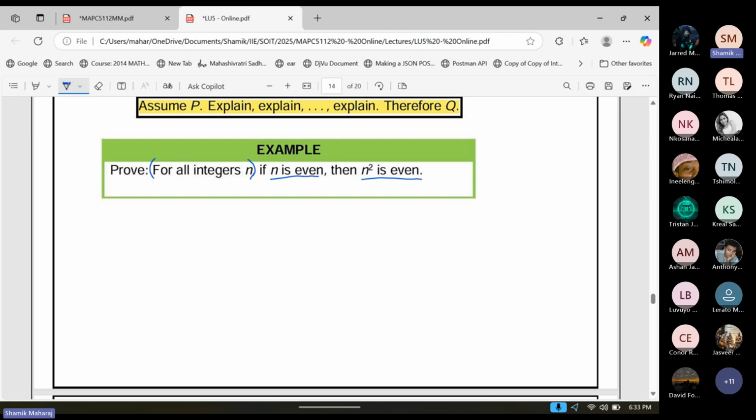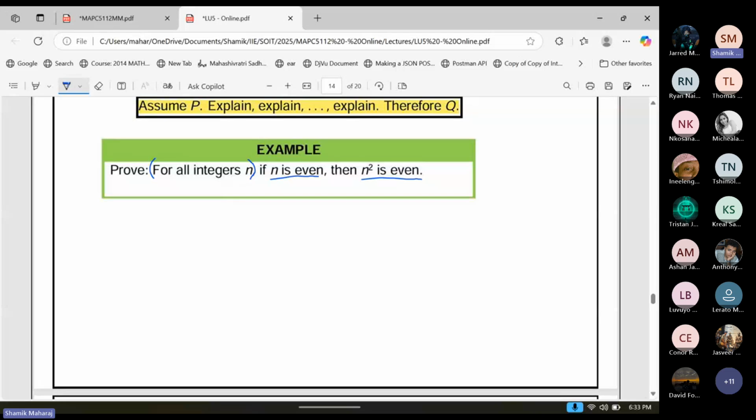Second warning is maybe sometimes they wouldn't write then. Sometimes they might just say, if n is even, comma, n squared is even. Right? That's just a different thing to do. It's just an English language thing. It means the same thing. So you may not see the then, but still be able to identify an if-then statement, right? Just be aware. Sometimes they do that little weird thing. I don't know if it's to try to confuse you, but I hope you guys get what I'm saying here.